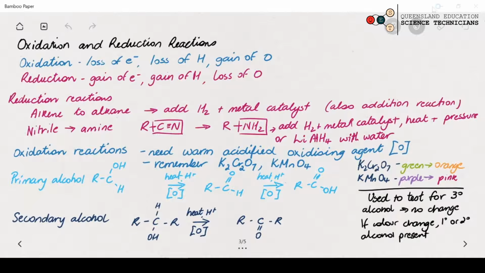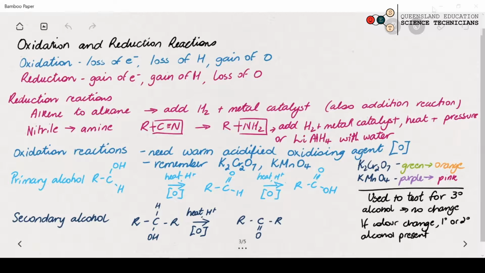So our next lot of reactions are oxidation and reduction reactions. And we focus, when we do the redox unit, on the fact that oxidation is loss of electrons and reduction is gain of electrons. But oxidation can also be classified as the loss of hydrogen or the gain of oxygen. And reduction can also be classified as the gain of hydrogen or the loss of oxygen, which is what we actually see in our organic reactions.